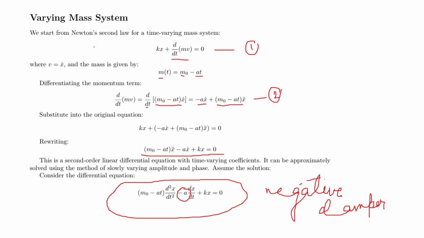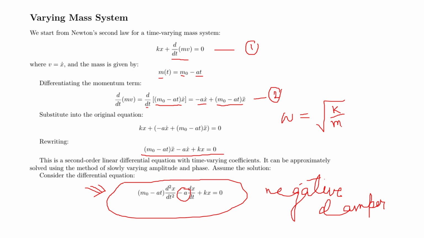You have to start with equation number 1, that is kx plus rate of change of linear momentum equals 0. Then you can assume whatever, linear or non-linear, t square or something, but for the sake of calculation you can take the value of m(t) as m naught minus at, and then you get this differential form of equation. Once this is available, by intuition you can say, first you have to find omega.